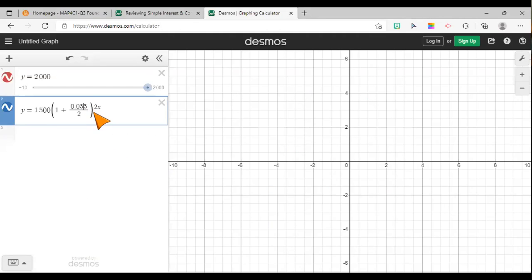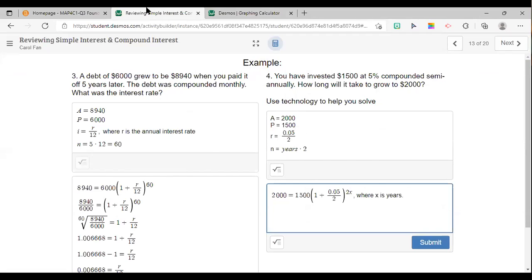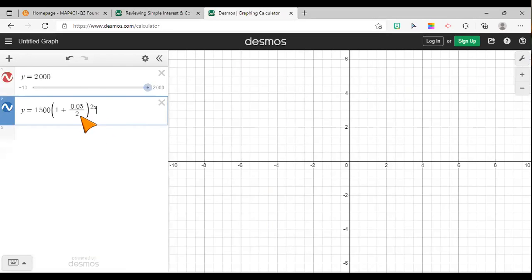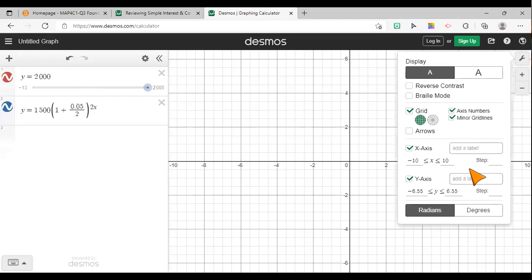0.05. Okay. I did copy it properly. Okay, now we have to change our field of view to make sense of this graph. Now, once again, X is our years and Y is the amount in dollars.